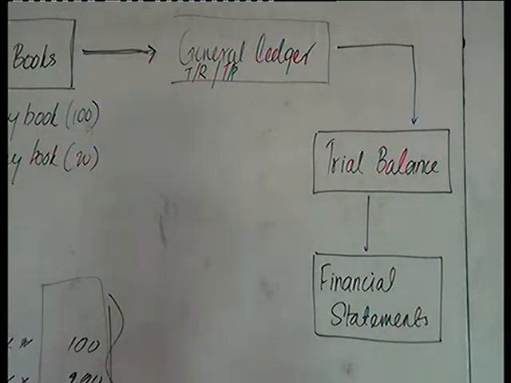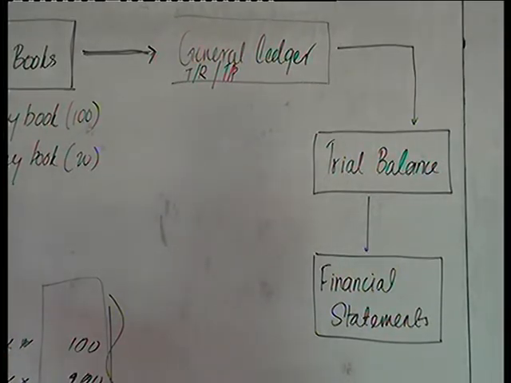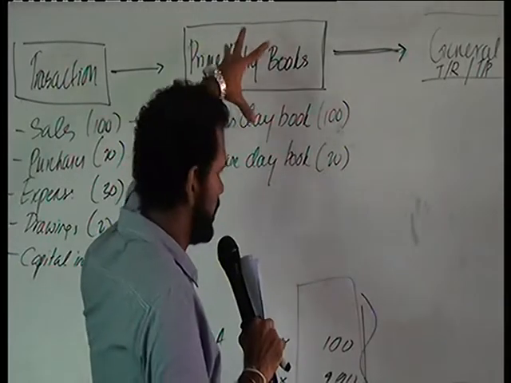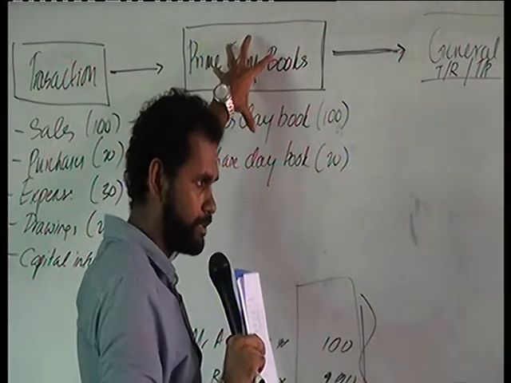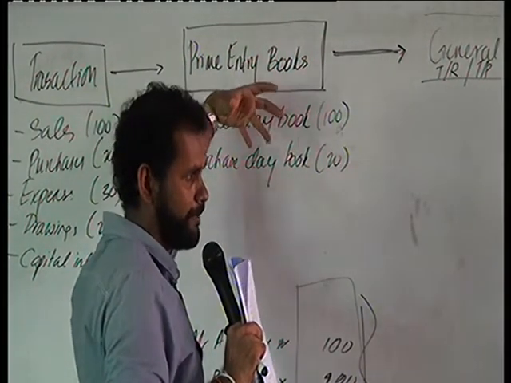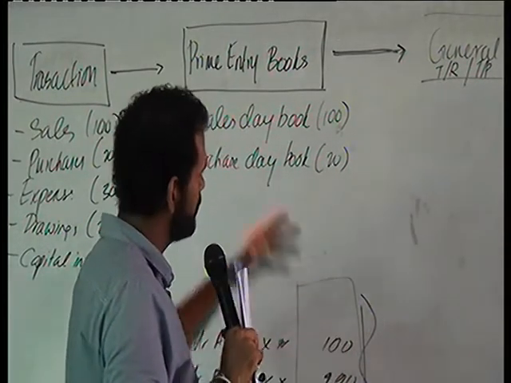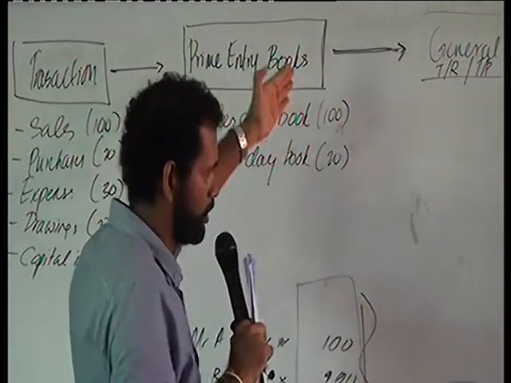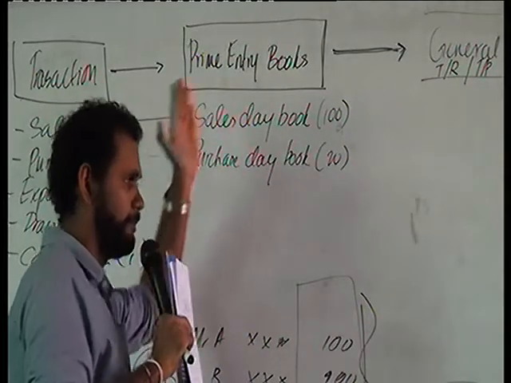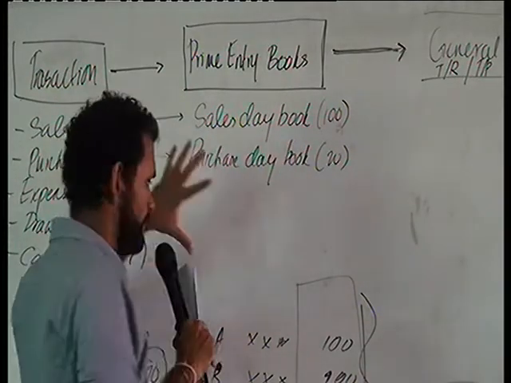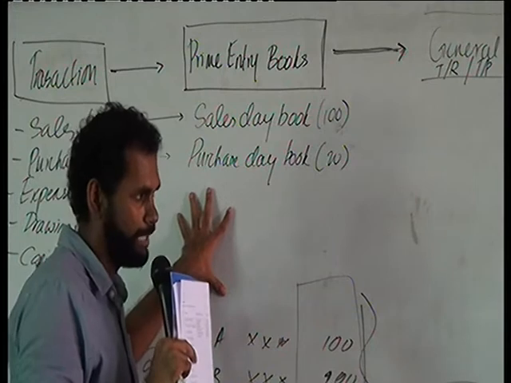the company accounts. First, there will be a transaction, and then the transaction will be recorded initially in the related prime entry book. Right? Related prime entry book means the prime entry book related to the type of the transaction. If it's a sales, that will be recorded in the sales day book. If it's a purchase, it will be purchase day book. Likewise, different types of prime entry books are available.